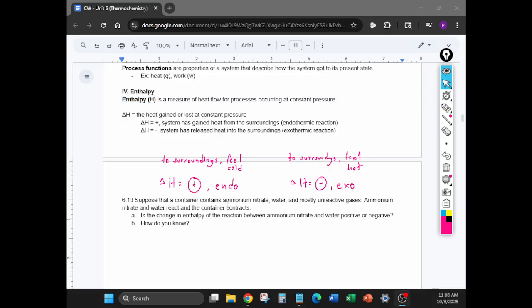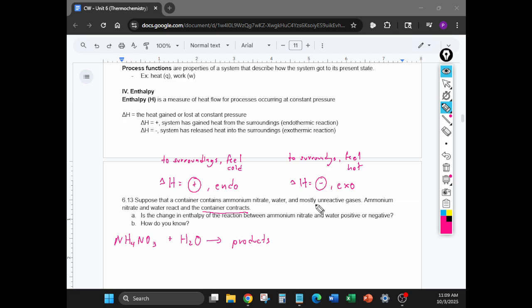Okay, so it tells you that you have a container with ammonium nitrate, water, and some unreactive gases. And then it tells you the ammonium nitrate and water react. So that's our reaction. We got ammonium nitrate, so NH4NO3, because everyone knows their polyatomics, right? Plus H2O, and it makes some products. It doesn't tell us specifically what it is, but it's not important. That's the information that we have. Ammonium nitrate and water react, and the container contracts. And this is where we have to use our knowledge of gas laws in order to finish up this equation.